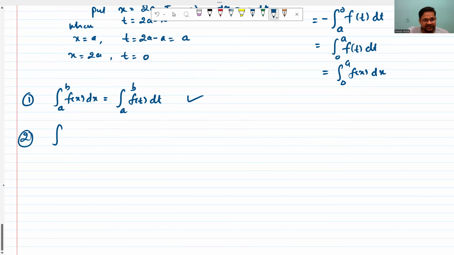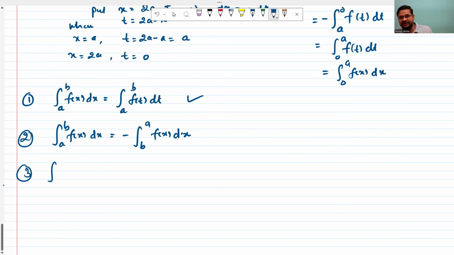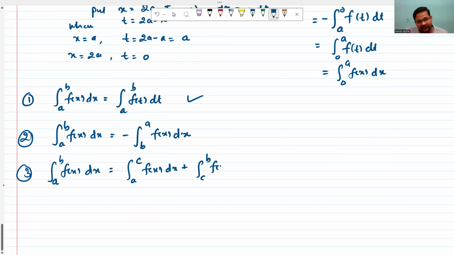Second, we studied that if you are interchanging the limits, the negative sign appears. So this is from b to a of f of x dx. We have proved this thing. Third, we studied that we can break the interval into sub-intervals, and you are able to calculate such a large interval in pieces. So the integral from a to b of f of x dx is equal to the integral from a to some point c of f of x dx, plus the integral from c to b of f of x dx.